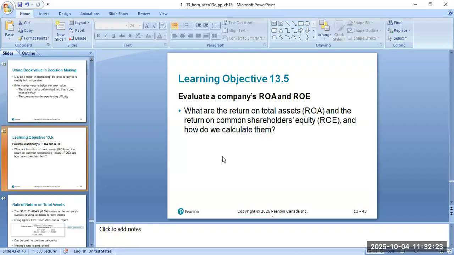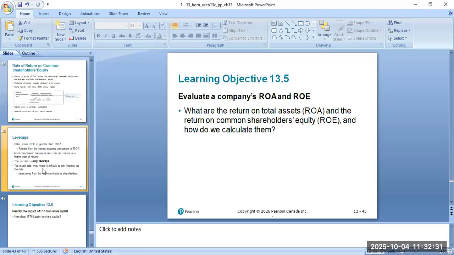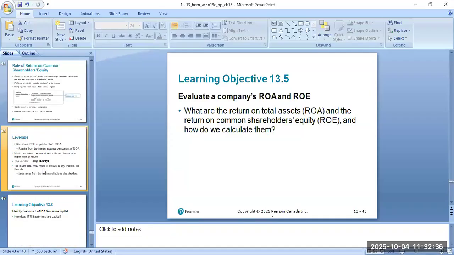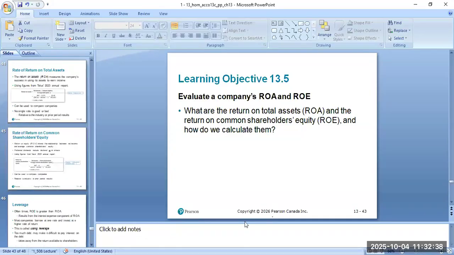Now we're going to talk about return on assets and return on equity, but let's leave those for the next time, if that's okay with you, because we have only 4 slides to cover on return on assets and return on equity.